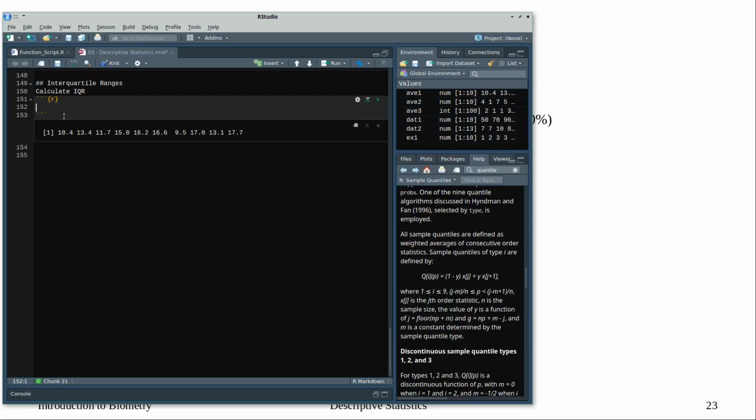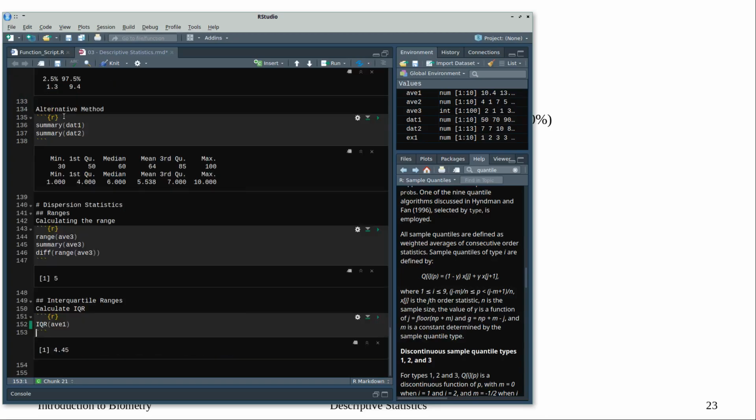So our interquartile range is IQR of our vector, and it returns 4.5. That gives us the range, and that range is centered on our median. So we could take our median value, and that's our center point. Then what we could do is add half of this value above it to get our third quartile. We subtract half of this value to get our first quartile.